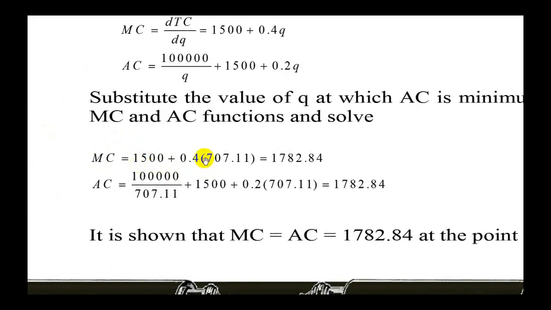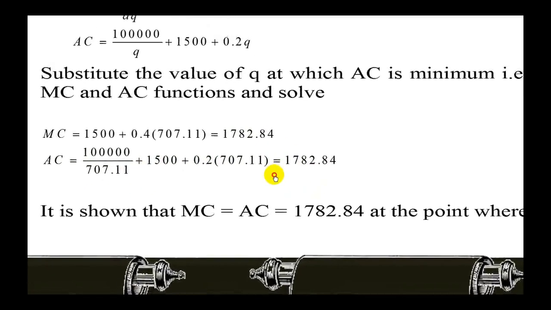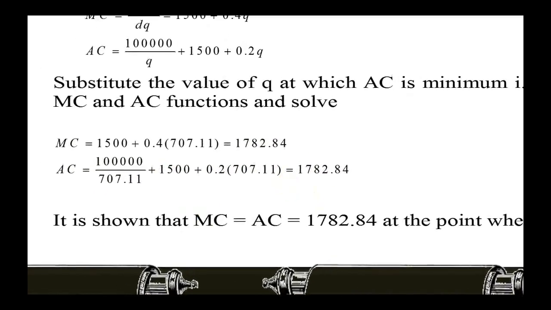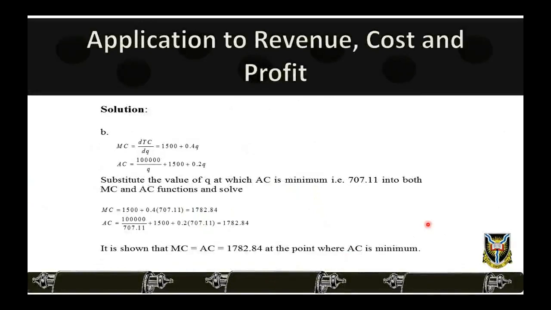1,500 plus 0.4 of 707.11, which equals 1,782.84. AC equals 100,000 divided by 707.11 plus 1,500 plus 0.2 of 707.11, which gives us 1,782.84. It is shown that MC equals AC, which equals 1,782.84, at the point where AC is minimum.